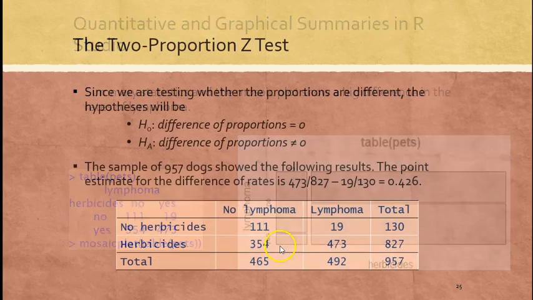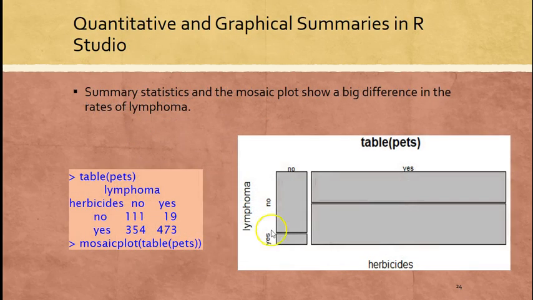If you look at the Mosaic plot, you can see this first column would be homes that did not have herbicides. You can see that bar is very large for the no's, not very much for the yeses. This other one's very wide because it's a much larger sample, but that was for the homes that did have herbicides. You can see there's actually more in the yeses for lymphoma. Looking at this, these two proportions appear to be different. So looking at this Mosaic plot, I'm going to guess that we're going to reject.